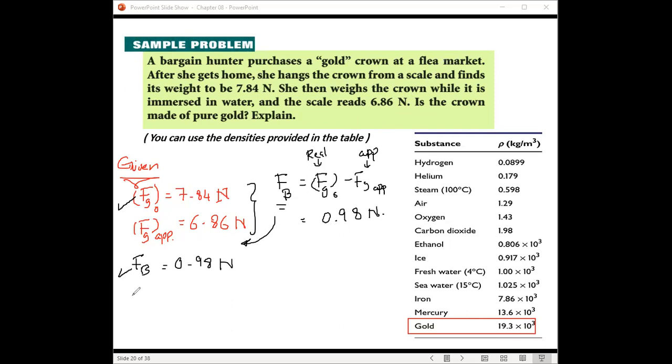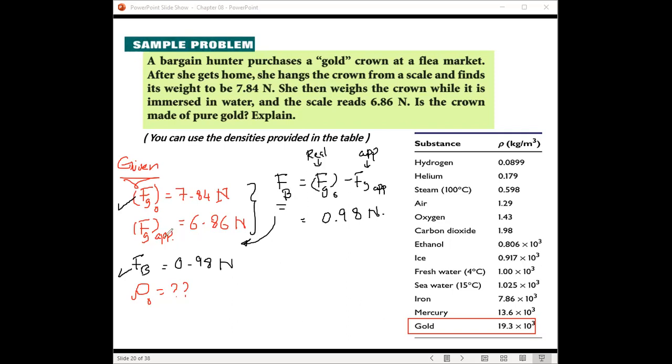We will find the density of the object. This is required. If the density of the object is the same as the gold, it's made of pure gold. If the density of the object is different from the gold, it's not made of pure gold. This is the idea. Okay, the density of the gold is not given here.